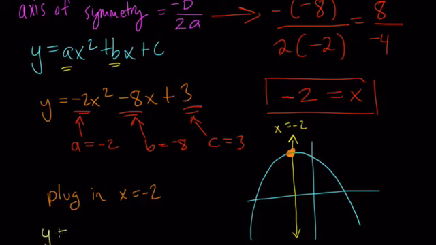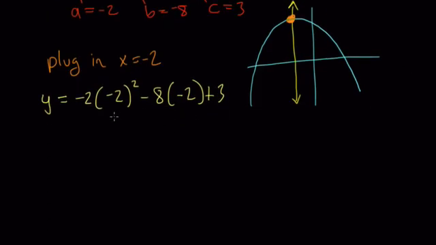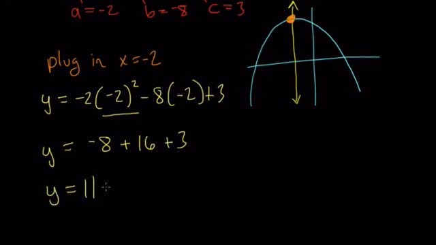So y is equal to negative 2 times negative 2 squared minus 8 times negative 2 plus 3. All right, well, negative 2 squared is 4 times negative 2 is negative 8, minus negative 16 plus 3. So y is equal to what? Well, 16 plus 3 is 19, minus 8 is 11. Y equals 11. So the vertex is negative 2, 11.